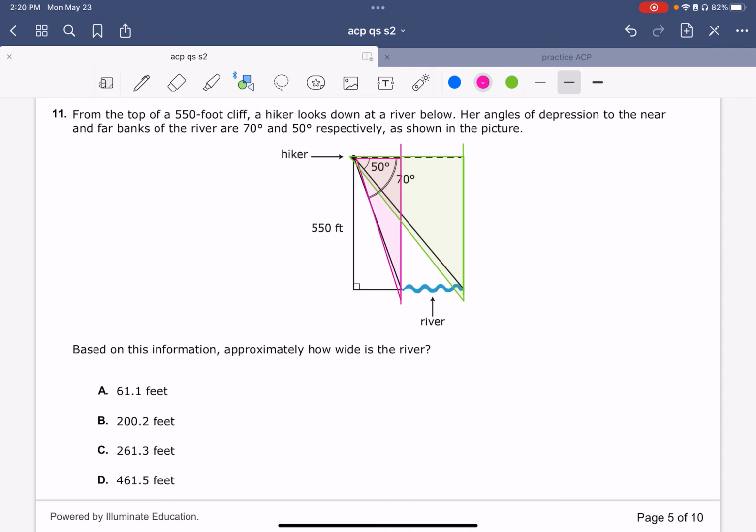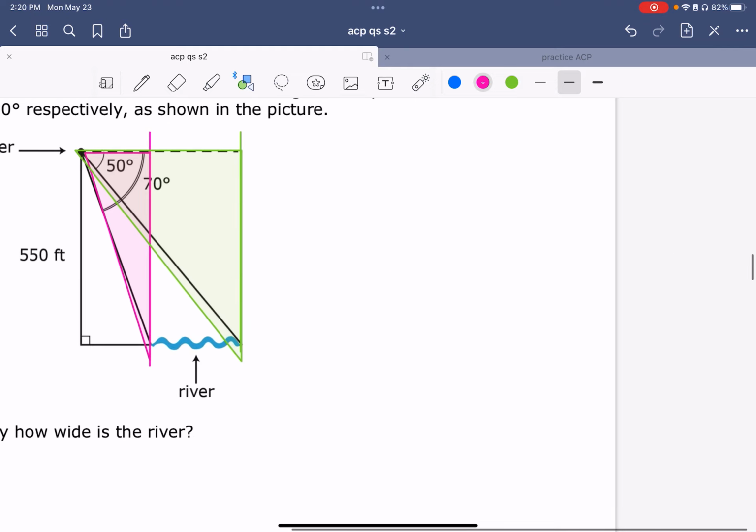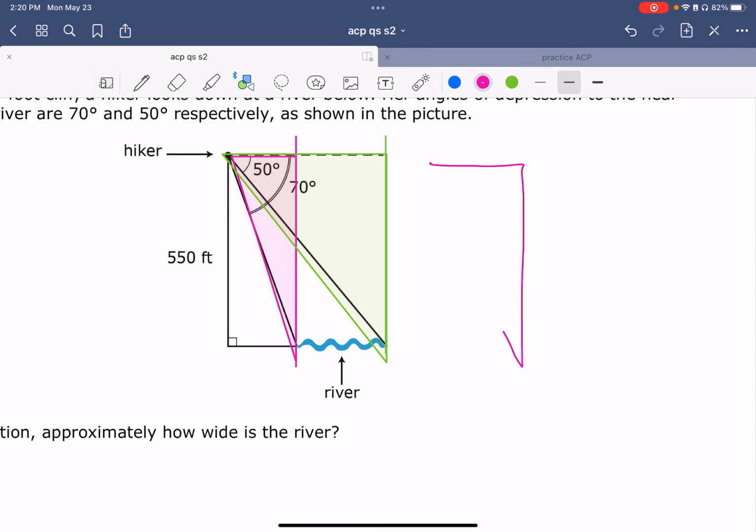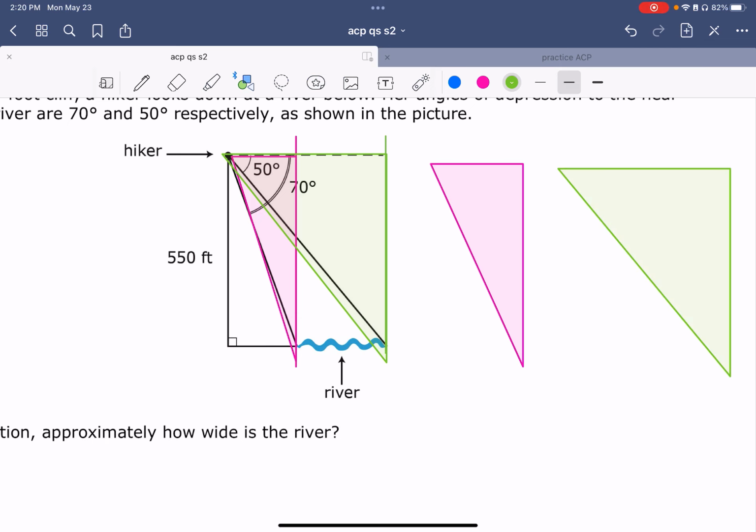So I'm just going to draw them out separately so I can see them better. There's a thinner one, and then there is a wider one. They're both right angles. Notice that for the thin one, the angle starts all the way over here, so it's the bigger angle, which is 70 degrees. And for the wider one, the angle starts right here at 50 degrees. For both of them, the height is 550, so that doesn't change.